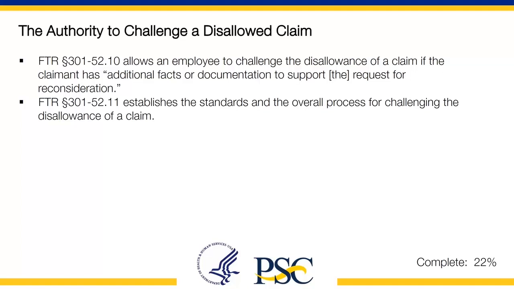FTR Section 301-52.10 allows an employee to challenge the disallowance of a claim if the claimant has additional facts or documentation to support the request for reconsideration. FTR Section 301-52.11 establishes the standards and the overall process for challenging the disallowance of a claim.